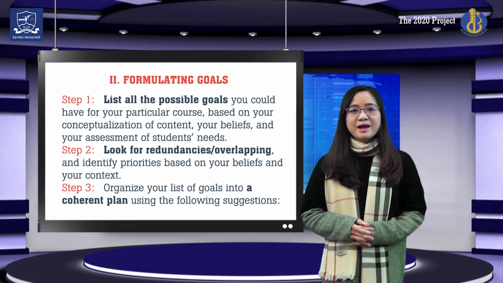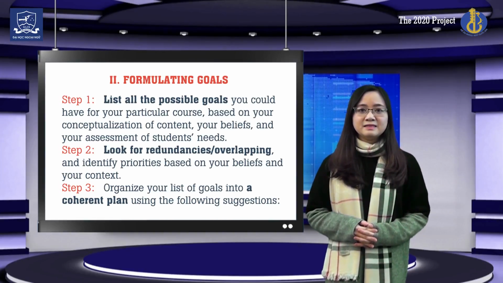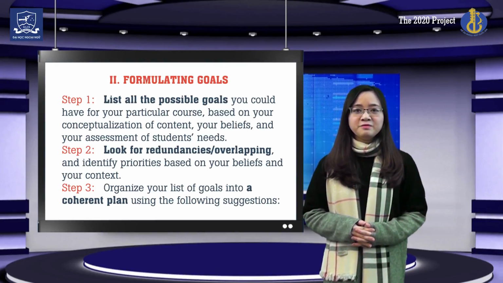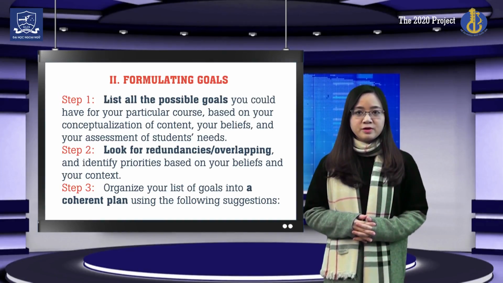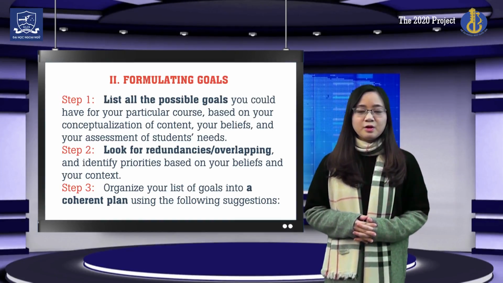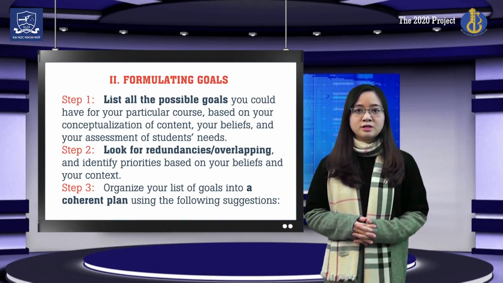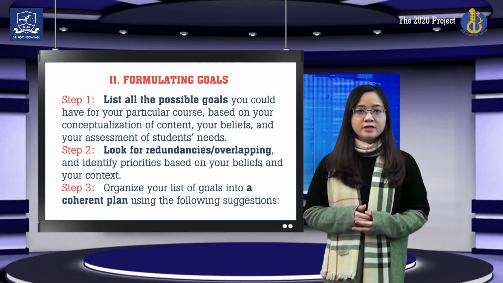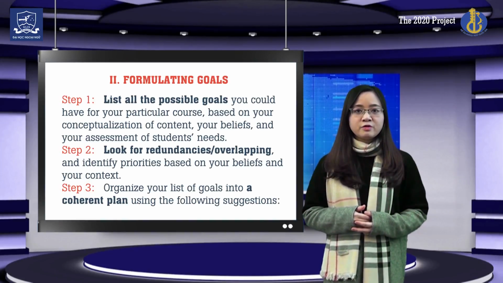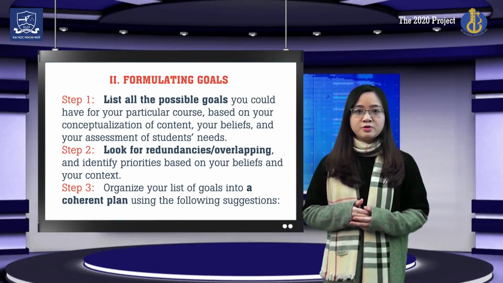The list may be rough, it may not be clear what is surely a goal or how to state it, and there may be repetition and overlap. So the next steps are to look for redundancies and to identify priorities based on your belief and your context. What's most important to you? What are the expectations of the institution, the students? Because all of the factors come into play, your goals will go through several drafts as you consider different aspects of the course and as you try to make the way you express them clearer.